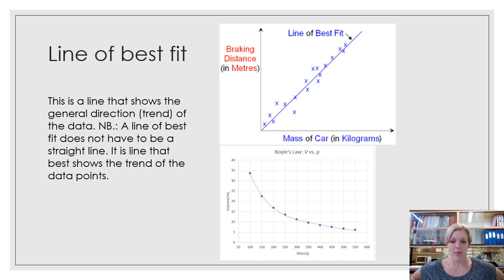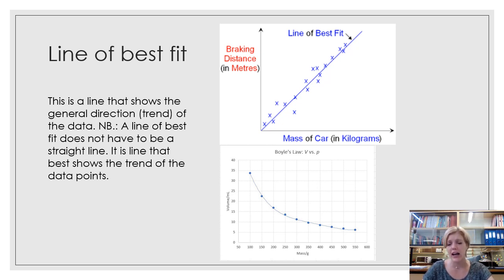Let's look at this baby. The line of best fit. It's one of my favorites. The line of best fit is going to show you the trend of your data. In other words, what is the pattern? What is your data doing? Is it increasing? Is it decreasing? Is it plateauing? What is happening there? What is the general trend?